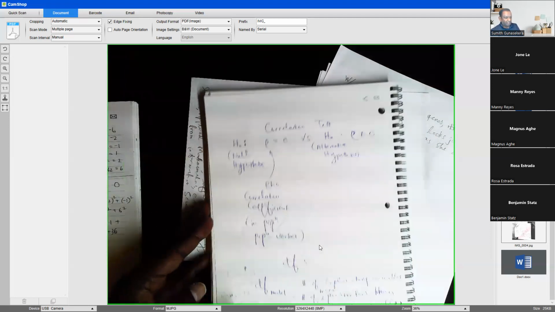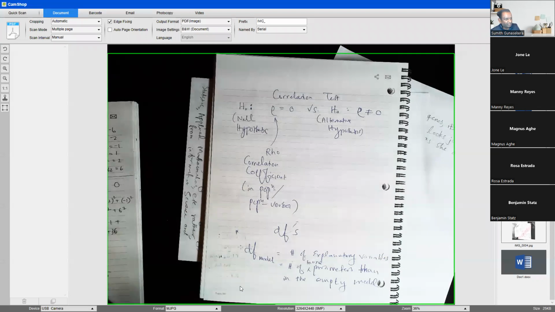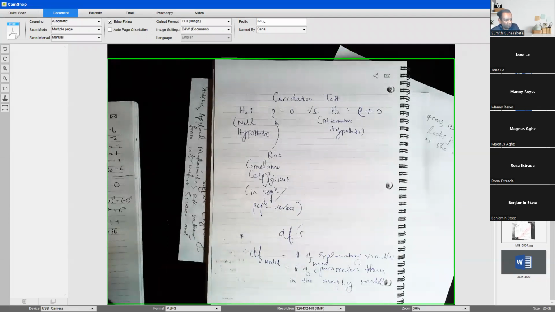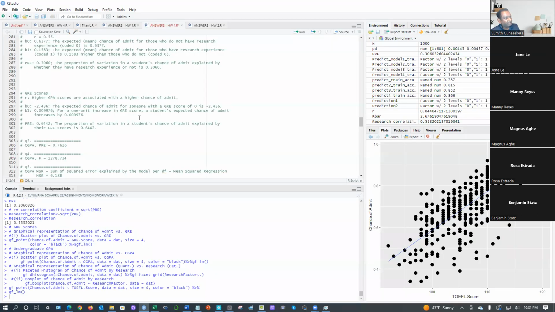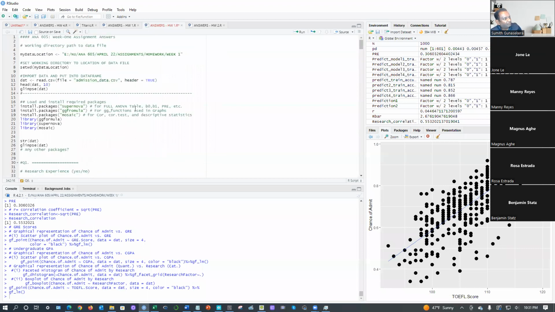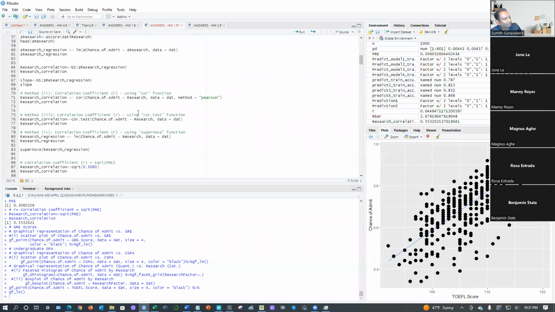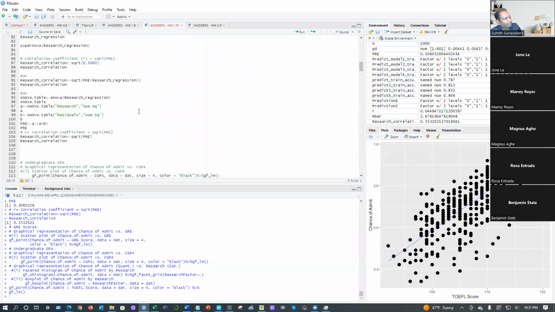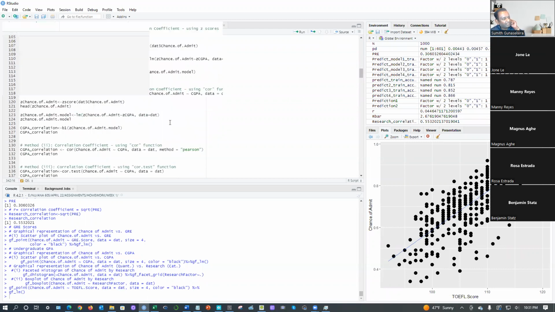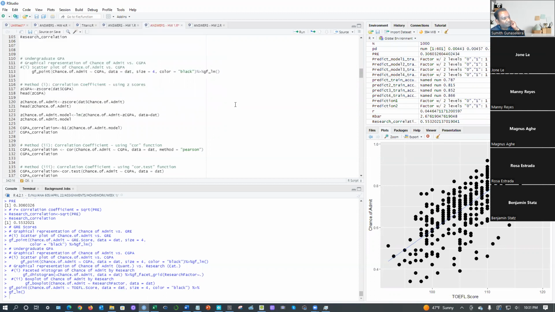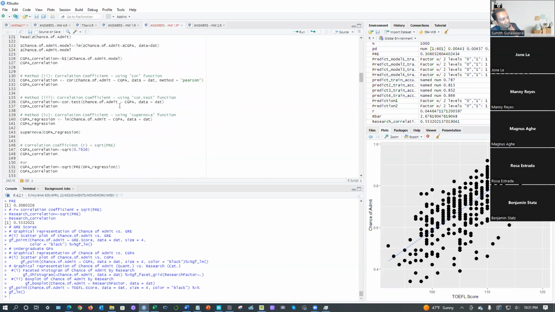Then this one, I want to show you something related to correlation. Since we're going to talk about that, I'm going to go back up over here. I'm using the second method, third method, any of these. Let's say undergraduate GPA and chance of admit, quantitative to quantitative. I'm using cor test here.